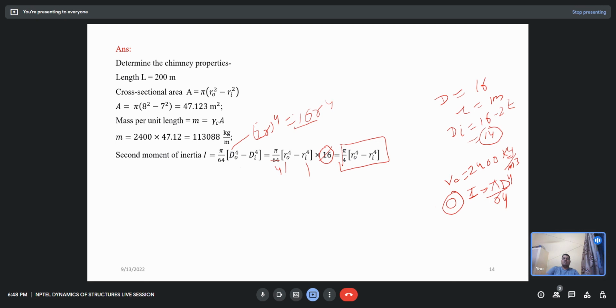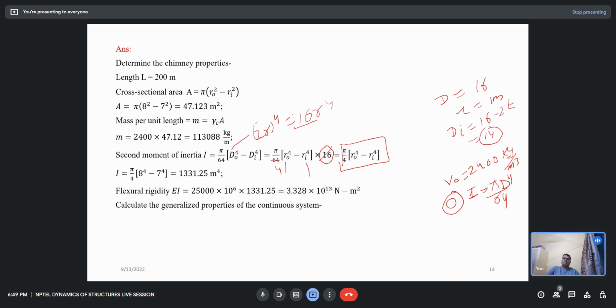If you put r outer as 8 meter and r inner as 7 meter, you will get I equal to 1331.25 meter to the 4. And the flexure rigidity, you can calculate EI, is equal to 25,000 MPa. If we convert it into Newton per meter square, that will be 25,000 into 10 raised to power 6, and I is 1331.25. So EI comes out to be 3.328 into 10 raised to power 13 Newton meter square.